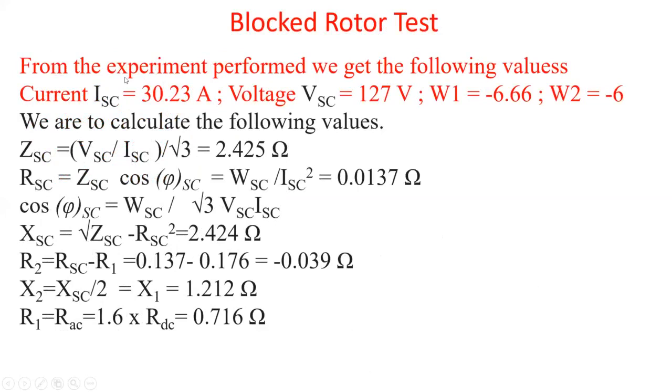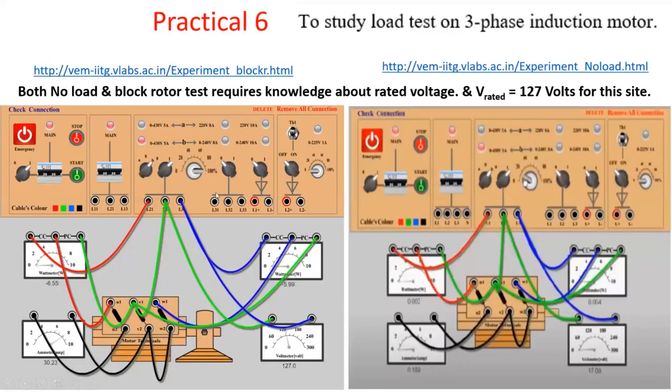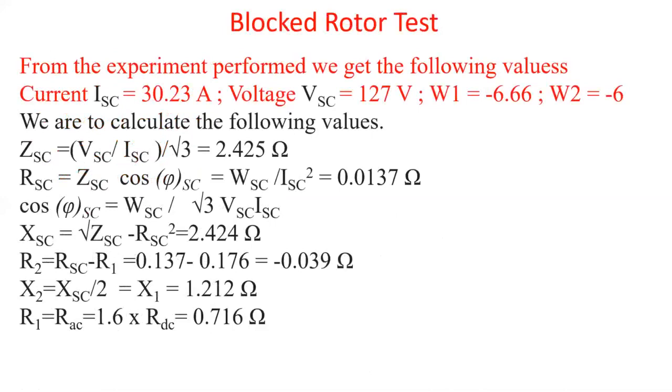parameters. So from this experiment which we have performed, we have got the current value ISC as 30.23, voltage at rated voltage VSC 127 volt, wattmeter 1 reading and wattmeter 2 reading. So these you can also see in this experiment which I have performed. In that also you are able to see the readings. I have captured the graph figure: 127 volt, then 30.23 ampere, 6.55, minus 6.55 as wattmeter reading 1 and minus 5.99 as wattmeter 2 reading. So these readings are also here.